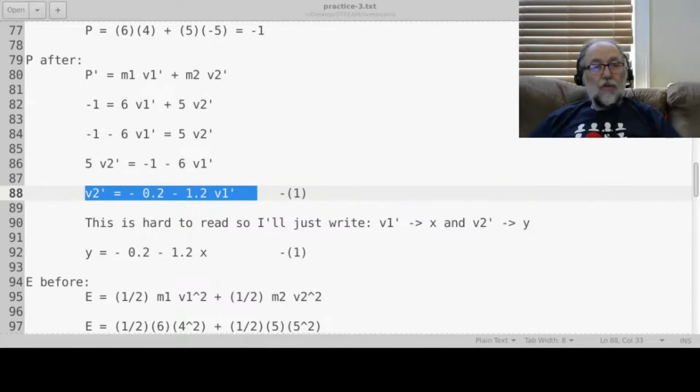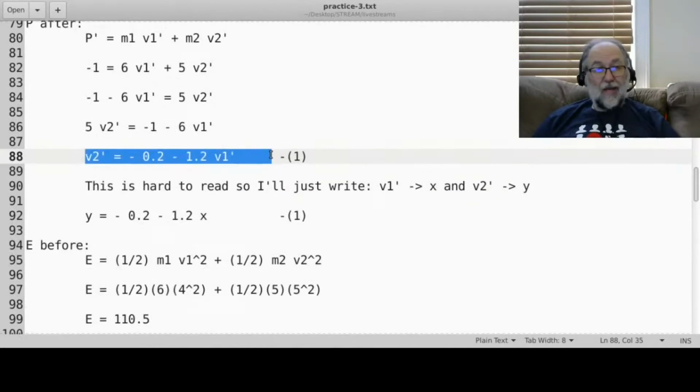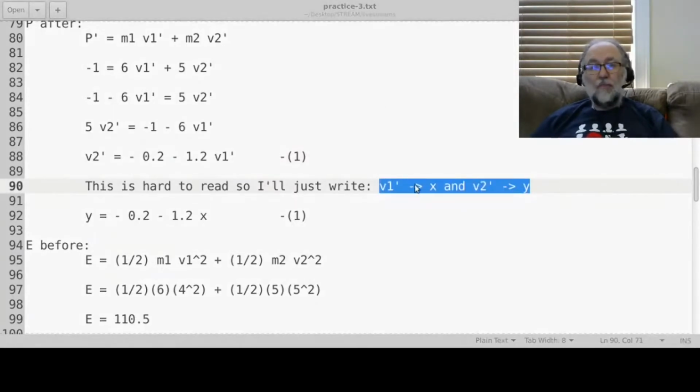I'm going to be inserting this in another equation later, and the other equation is going to be quadratic, with squares and all that. When I typed it out the first time, it looked really messy and was hard to read. So I'm just going to do this little trick. There's no depth to this. Instead of V1 primed, I'm just going to write X, and instead of V2 primed, I'm going to write Y. I'm only doing this because it makes the equations so much easier to see. When I develop the quadratic, it's got a lot of symbols in it.